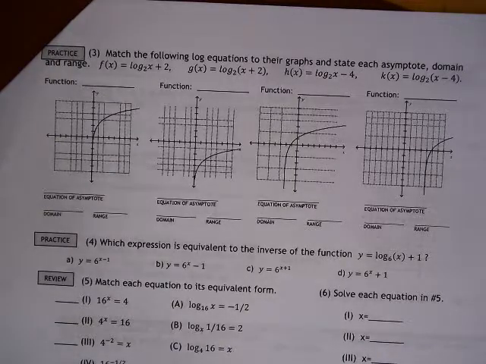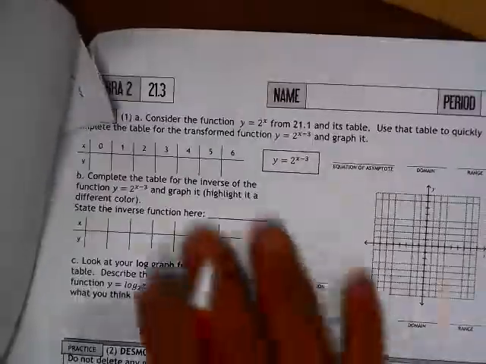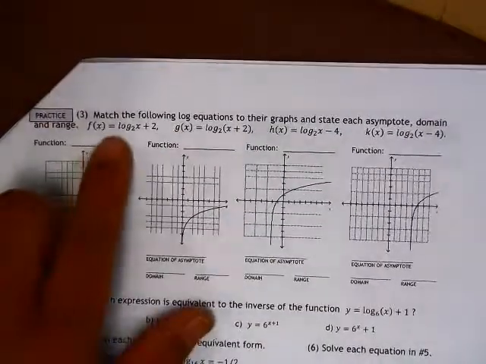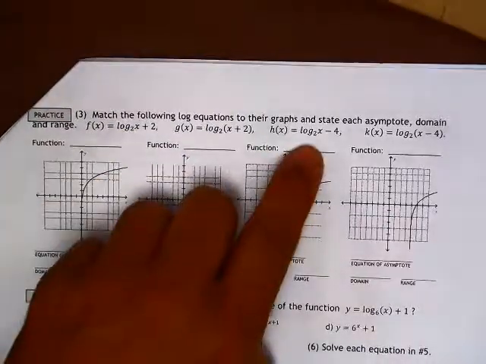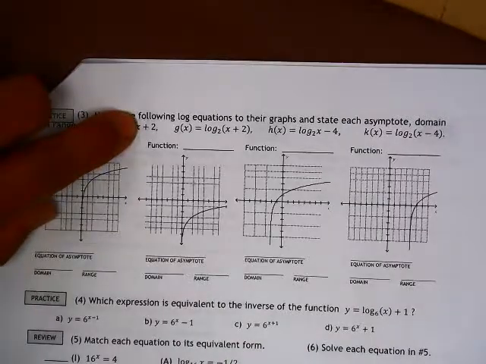Okay, so the back of worksheet 21.3. The front of worksheet 21.3 is a Desmos demonstration done in class. So you see a shifting of the graph. Here we have these different log functions: log 2 of x, log 2, log 2, log 2. So these are all base 2. And then we just have these different shifts.